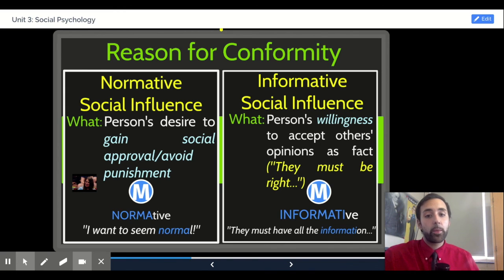If it's an informative reason, you might say to yourself, wow, all 5 of my friends want to vote for this candidate. I must not really understand the issues. They must have a much better understanding. They must have really put in the time to investigate these candidates and the issues. I'm going to vote for that candidate because I think they're right. They must be right. Well, you just conformed. You changed your behavior to match the group standard. In that case, what we call an informative social influence reason.